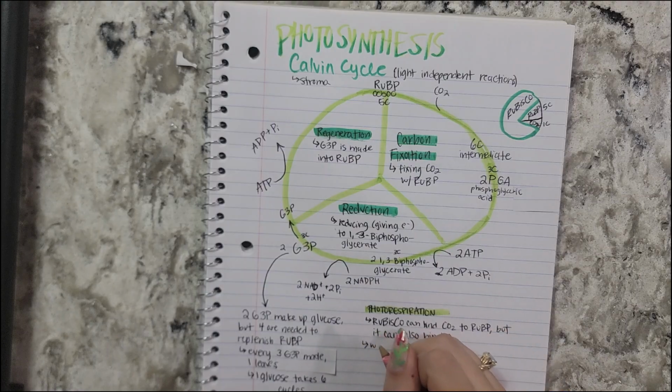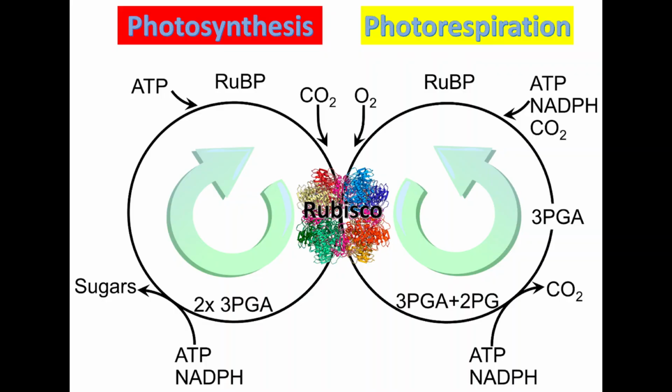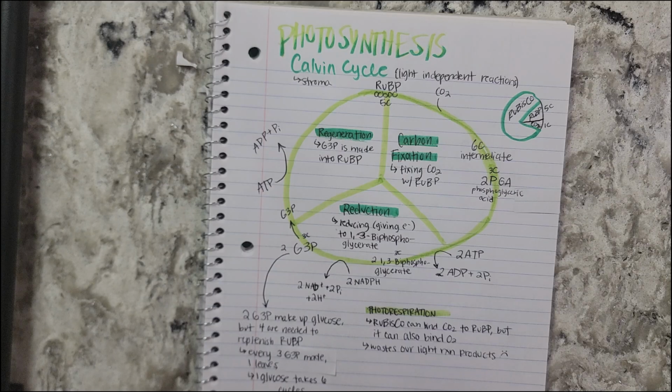And this wastes our light reaction products. And that is not good for the plant. Here's a little image of what the photorespiration process looks like, and as you can see, we're losing our ATP and NADPH, which is the whole point of the light reactions of photosynthesis, and we're not making glucose, which is what we want. So this photorespiration process happens just by incident. It just can happen, so sometimes it does.